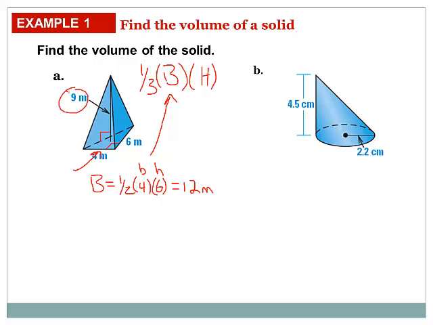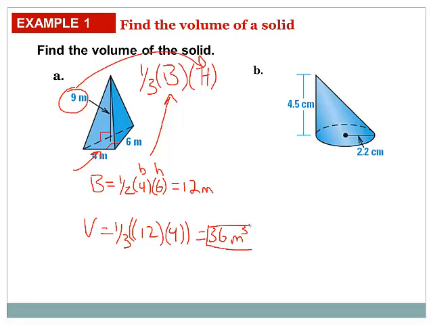And then the height, I know, is just 9, so I can plug it into the formula: volume equals 1/3 big B, which I figured out is 12, times big H, which is 9. When I do this in a calculator, I get 36, and it's meters cubed. Don't forget your units. Units are very important. Okay, so that's for the one on the left.